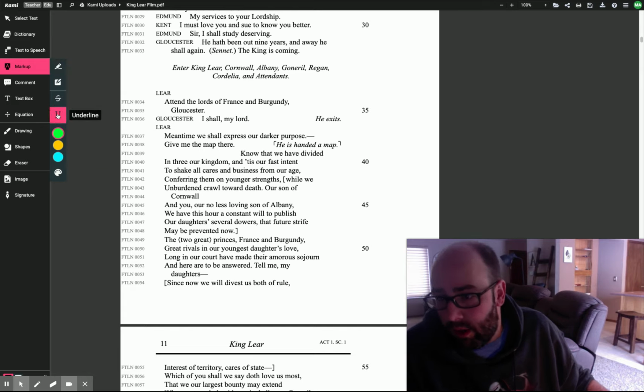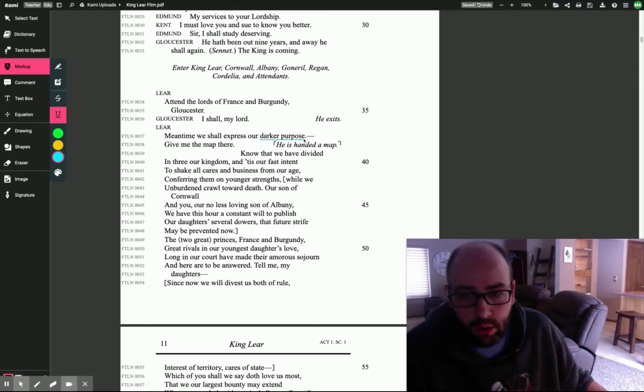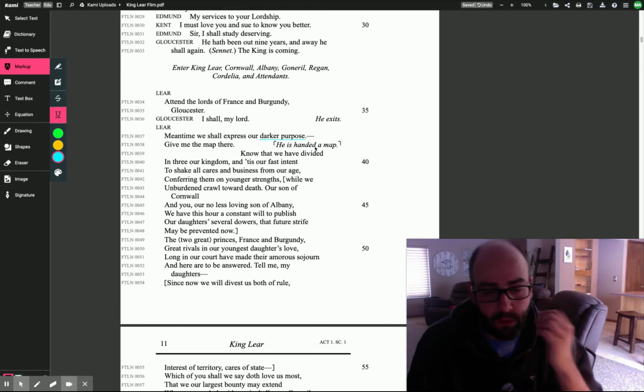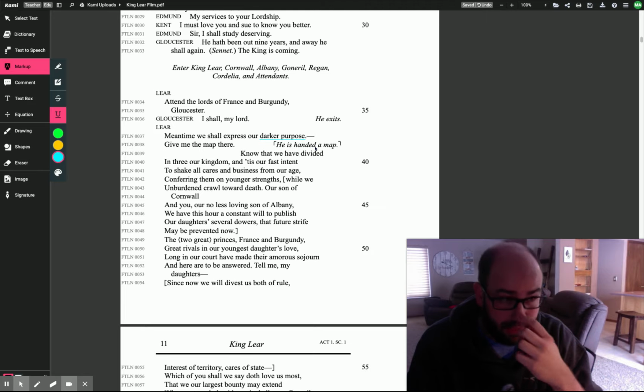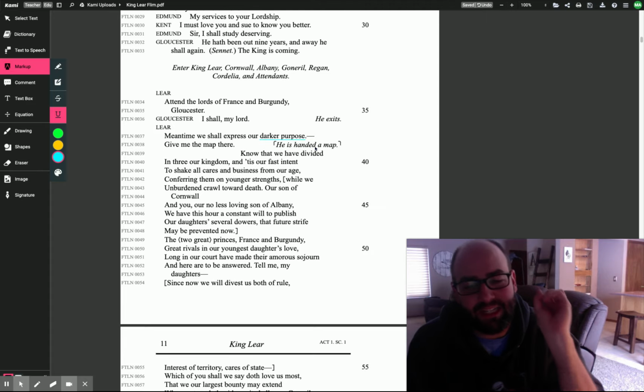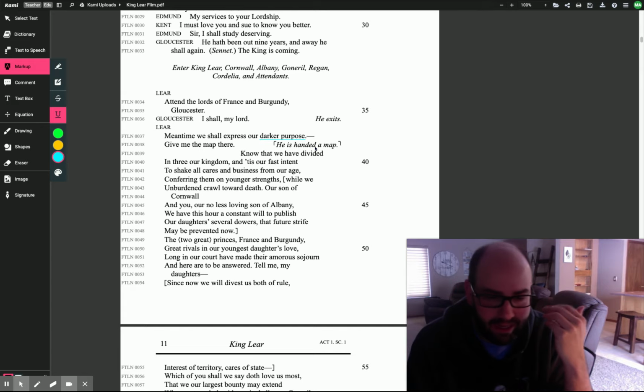And we're going to underline darker purpose. I'm going to underline it in blue just because I can. When he means darker purpose, what he means is that he is going to divide the kingdom up. And I don't know if necessarily darker purpose is really the right word. He's old, remember? So maybe he's choosing this word by accident, but Shakespeare's choosing it on purpose because it's foreshadowing what's going to come. Remember, King Lear is a tragedy. Bad things are going to happen.